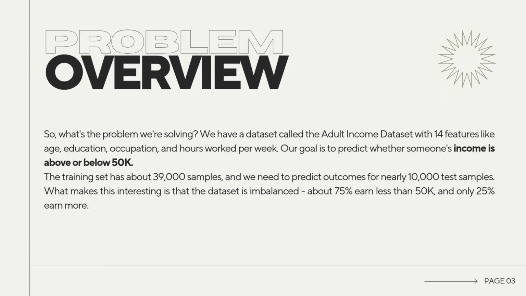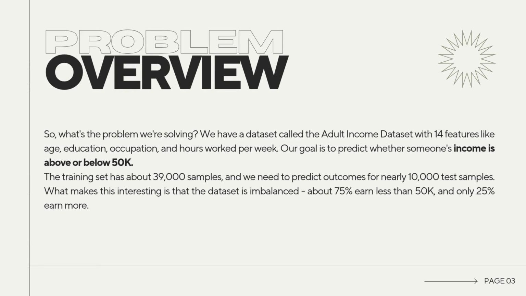We have a dataset called the adult income dataset, which includes 14 features like age, education, occupation, etc. And our goal is to predict whether someone earns more than 50K or below 50K per year. The training set has about 39,000 samples, and we need to predict outcomes for nearly 10,000 test samples.